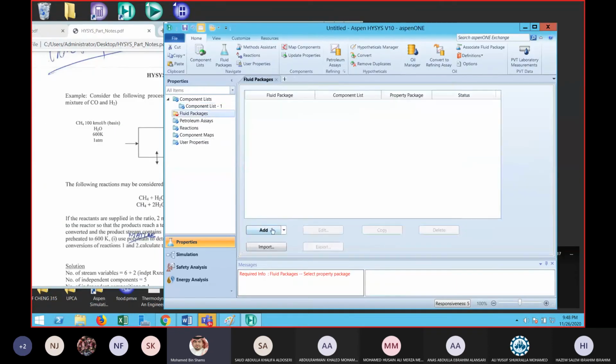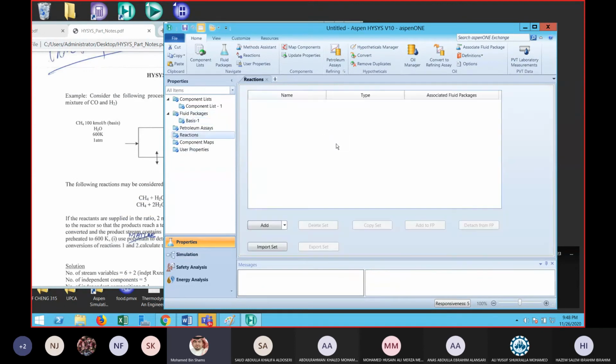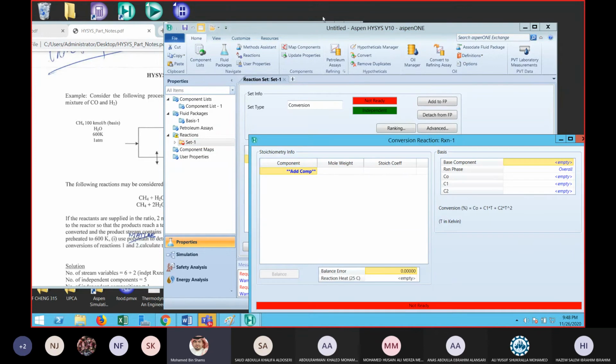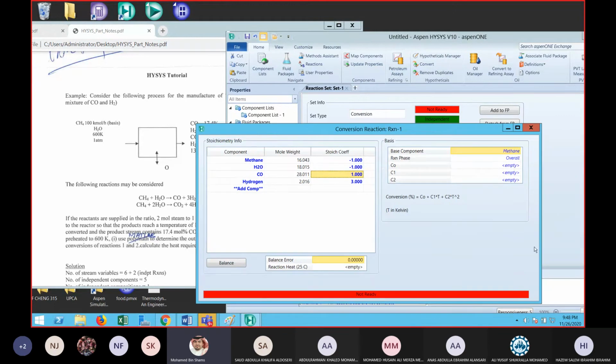Then the fluid package. I'm going to add Peng-Robinson, and then the reaction. Add reaction, reaction 1, conversion, add reaction, close it, double click. So I have methane, water, carbon monoxide, and hydrogen, and I have here minus 1, minus 1, 1, 3. Right? Okay, now look here.